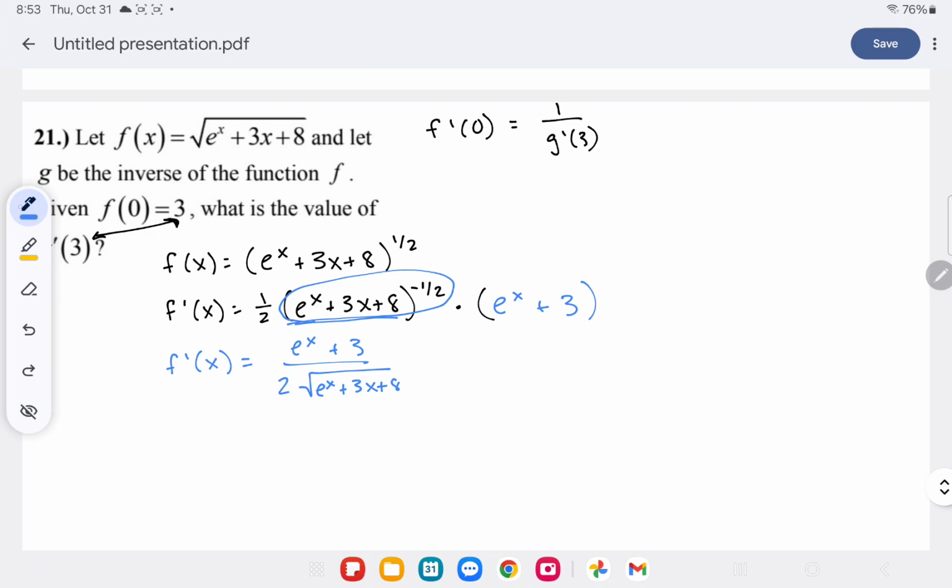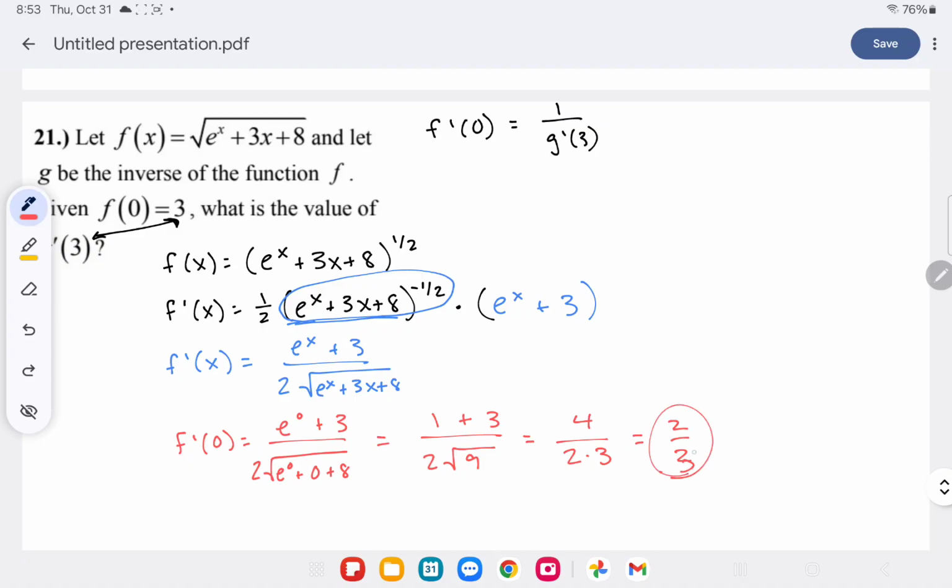And I'm looking for f prime of 0, remember? So now I'm going to plug in 0 everywhere there's an x. So e to the 0 plus 3. Anything to the 0 power is 1. So that's just 1 plus 3. And in the denominator, I have 2 times the square root of e to the 0, which is 1, plus 3 times 0, which is 0, plus 8. So I have 2 times the square root of 1 plus 8. So 2 times 3 under 4. 4, 6, 2/3. 2/3. I'm getting tired.